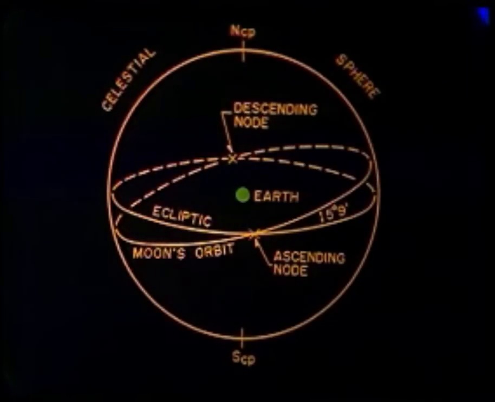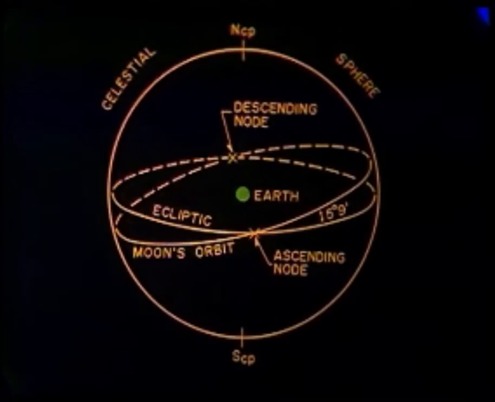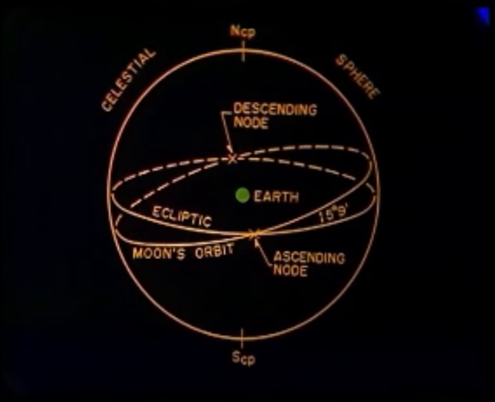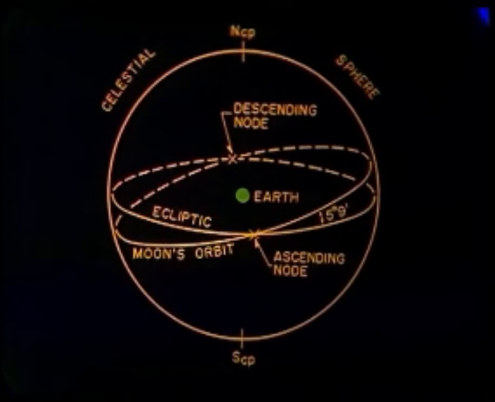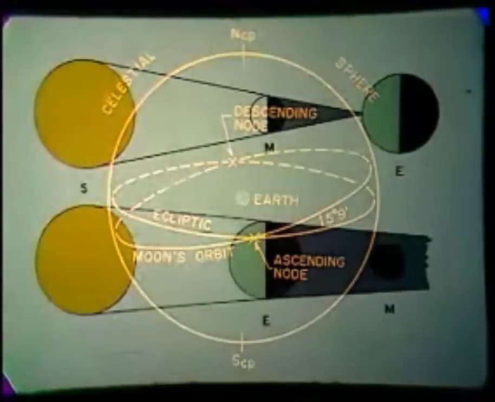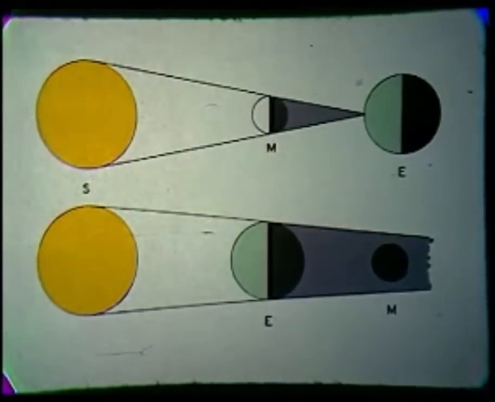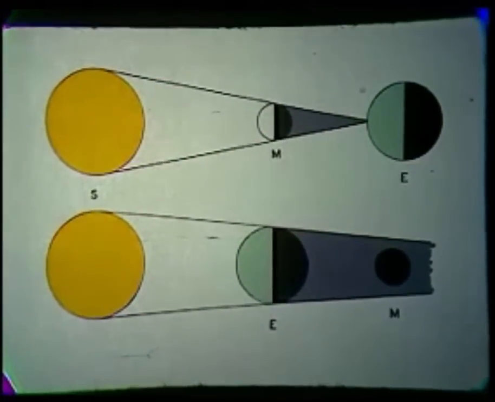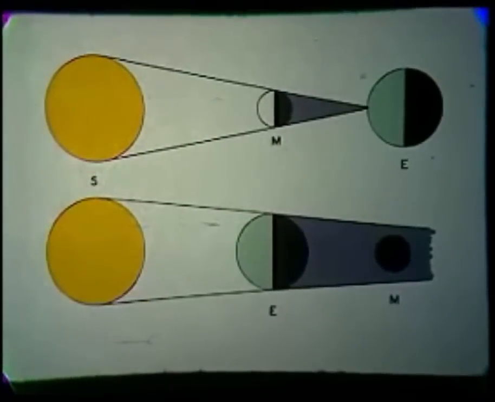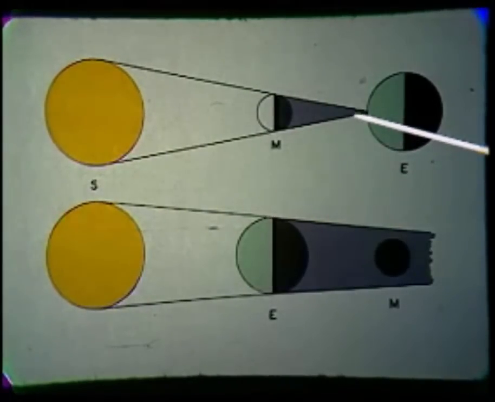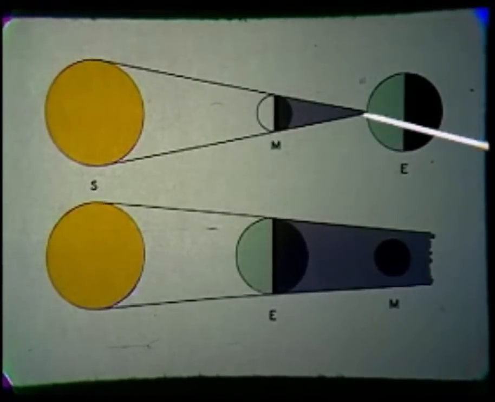We wish to see then how the configuration of the Earth, Sun, and Moon can give rise to eclipses if the Moon happens to be near one of the nodes. In this very rough picture, you see the Sun at the left and the Moon casting a shadow, the tip of which just reaches the Earth.